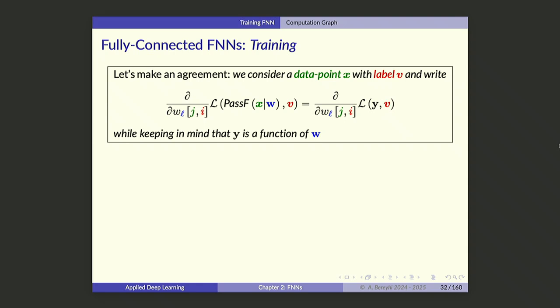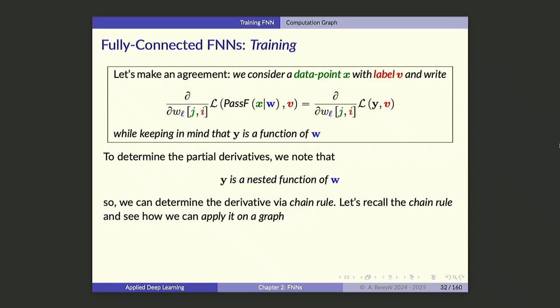So from now on I am going to think of one single data point x, and it's labeled y, and then I'm going to write down this expression, which is showing you explicitly how the sample loss is depending on your weight. I'm going to drop it and write it down in this compact form. Instead of the forward pass of x given the weights, I'm going to simply write y. But you do know that y is a function of weight, right? So it means that if I take the derivative of y with respect to weight, it's not simply 0, right? So it changes.